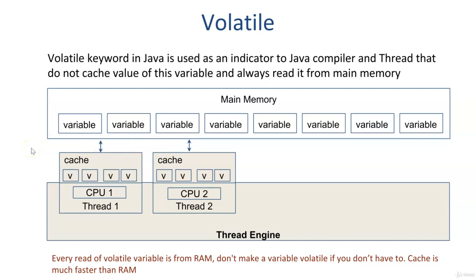But from the performance side, the volatile keyword has an impact on performance, because every read of a volatile variable is from RAM. So don't make a variable volatile if you don't have to. Cache is much faster than RAM. So always make sure that you don't make a variable volatile if you don't have to.